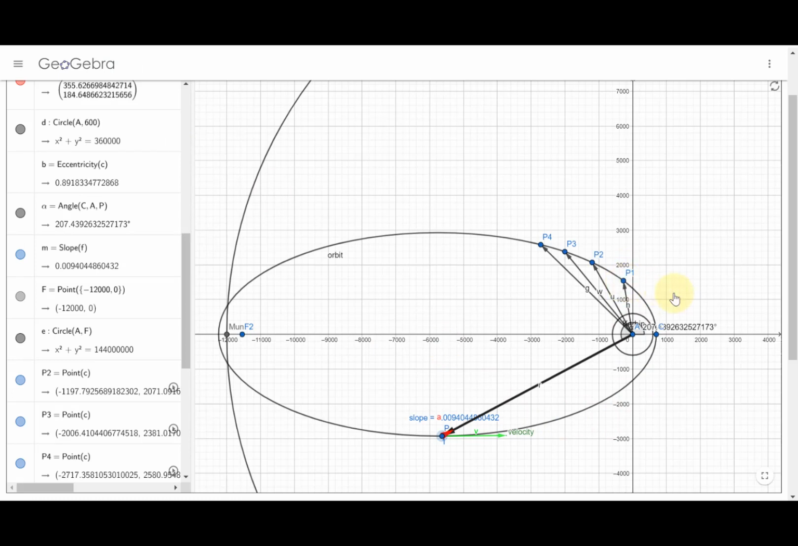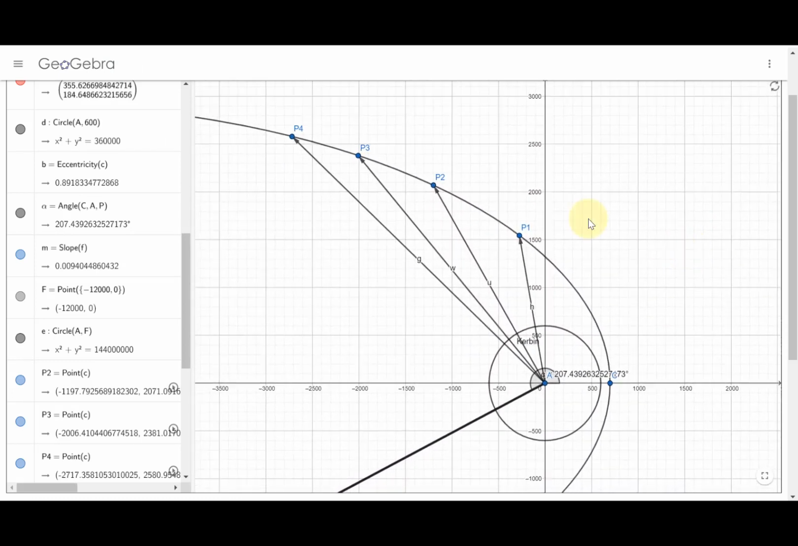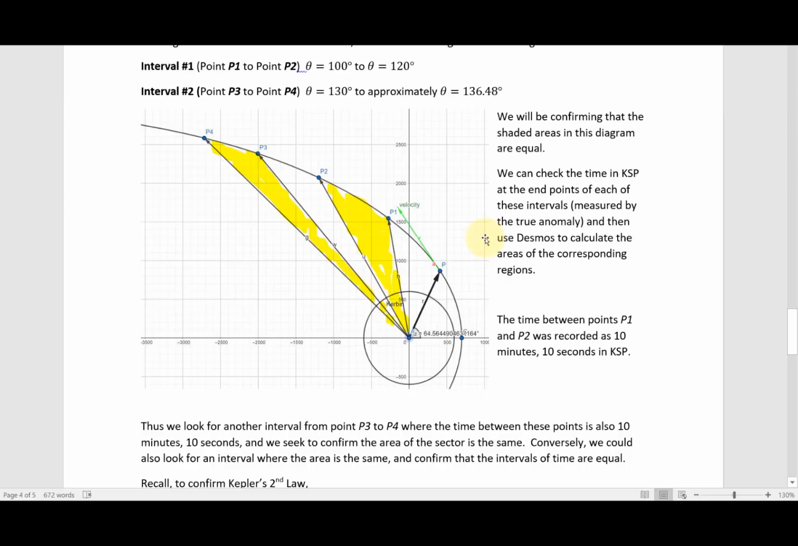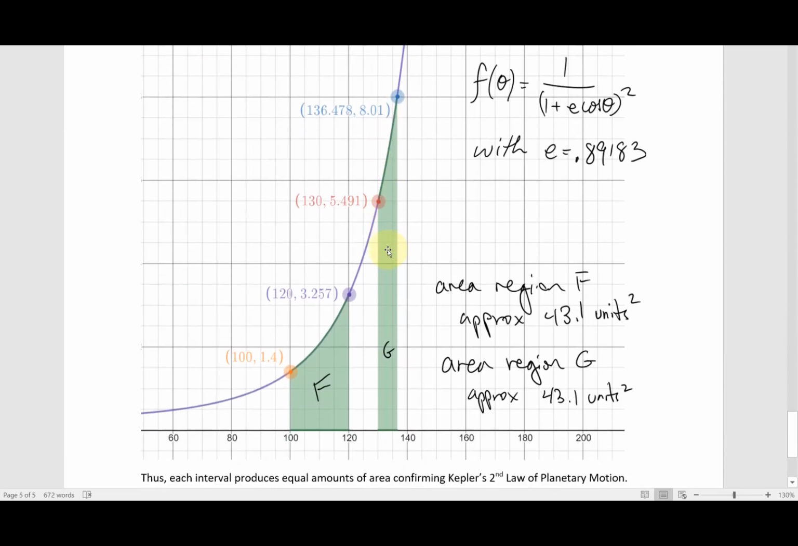The time it takes to get from this point P1 to P2, that's about 10 minutes, 10 seconds, and this is going to be 10 minutes, 10 seconds because it's slowing down. So by confirming that from 100 to 120 degrees takes the same amount of time as from 130 to 136.48 roughly, we'll be able to confirm Kepler's second law of planetary motion. It's because we've confirmed that these areas are the same by integrating under this function.